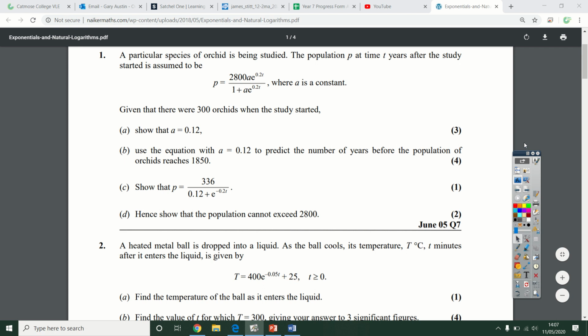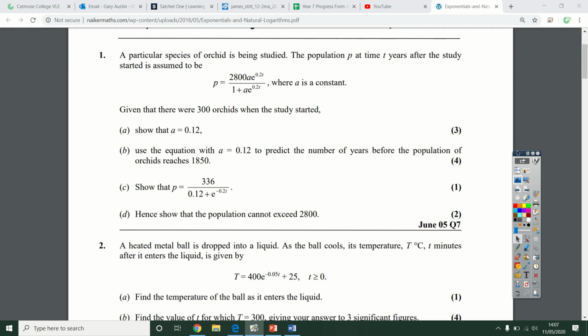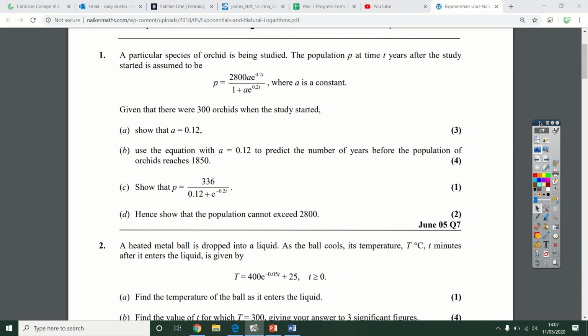Hi, Year 12. I'm going to show you how to do some of these exponential modelling questions because it ties together all of the things that we've learned so far in this chapter, and I'm going to show you the kind of common things that you're going to get in an exam. So I'll show you this first one.